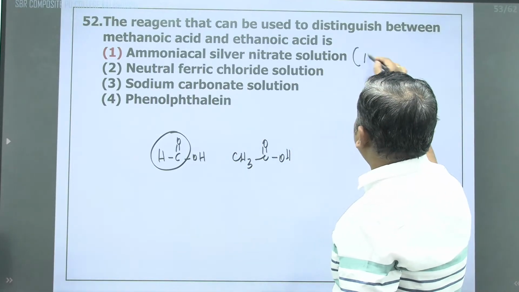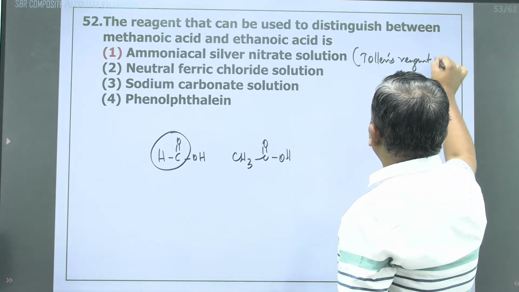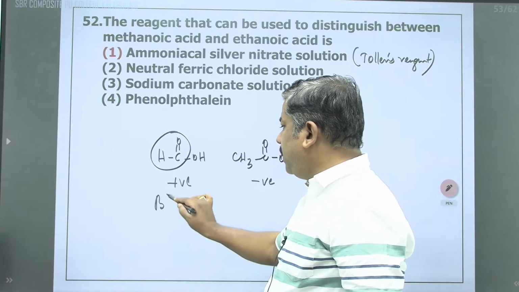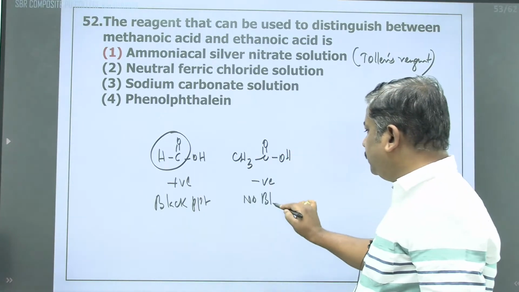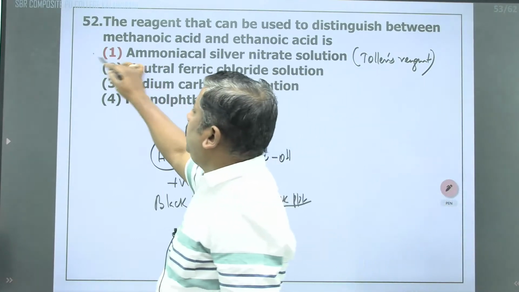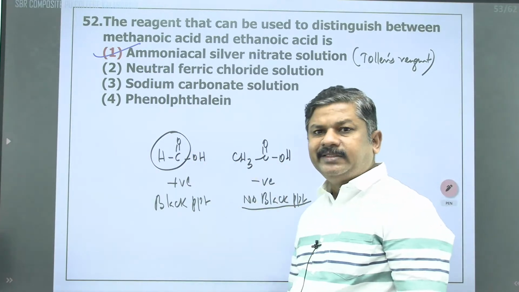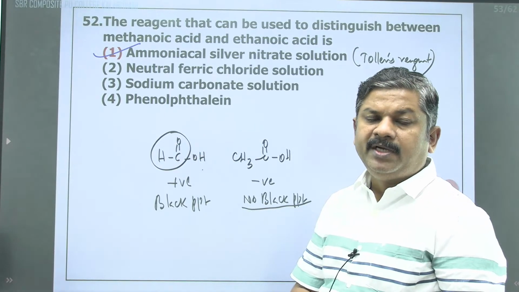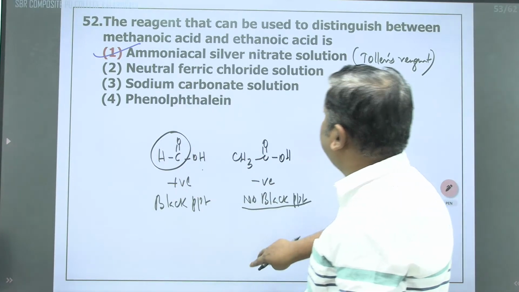Ammoniacal silver nitrate solution means it is Tollens reagent. The first compound, methanoic acid, gives a positive Tollens test and this one gives a negative Tollens test. With respect to the Tollens test, here it forms a black precipitate or shining silver mirror, but here there is no formation of any black precipitate. So ammoniacal silver nitrate or Tollens reagent can be used to distinguish these two carboxylic acids. Actually, this is also a carboxylic acid, but because of the presence of the aldehyde functional group, it exhibits the properties of aldehydes also. So the first option is going to be correct.